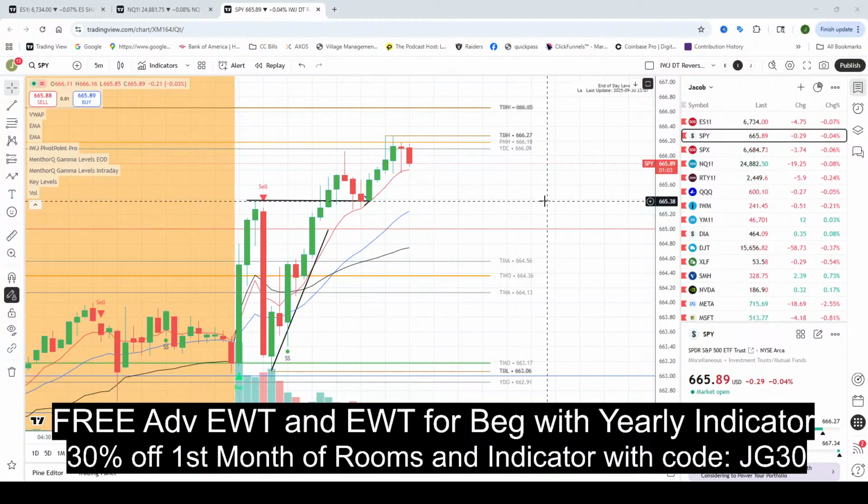You'd really like to see Nvidia turn back red. If Nvidia can turn back red, that could lead to a fair amount of selling pretty quick.